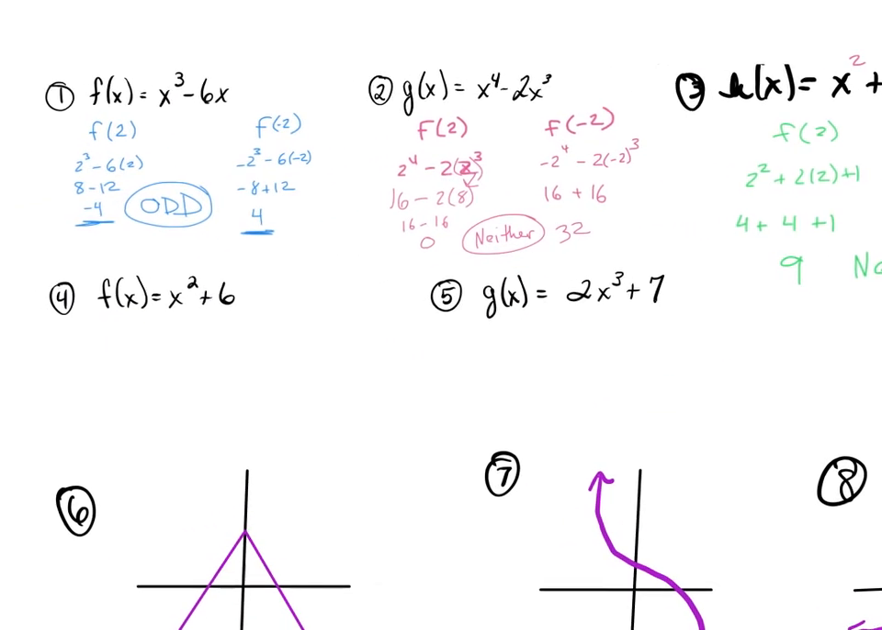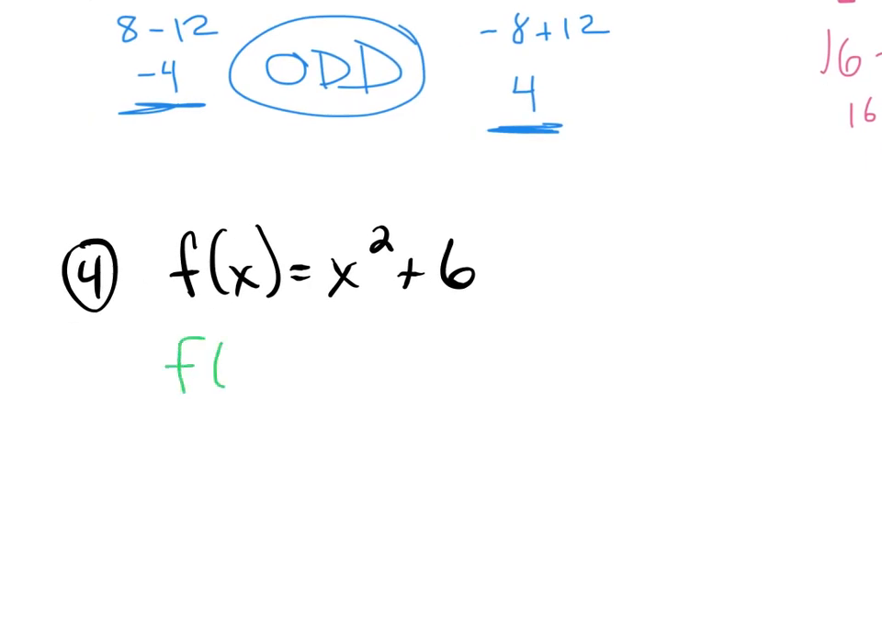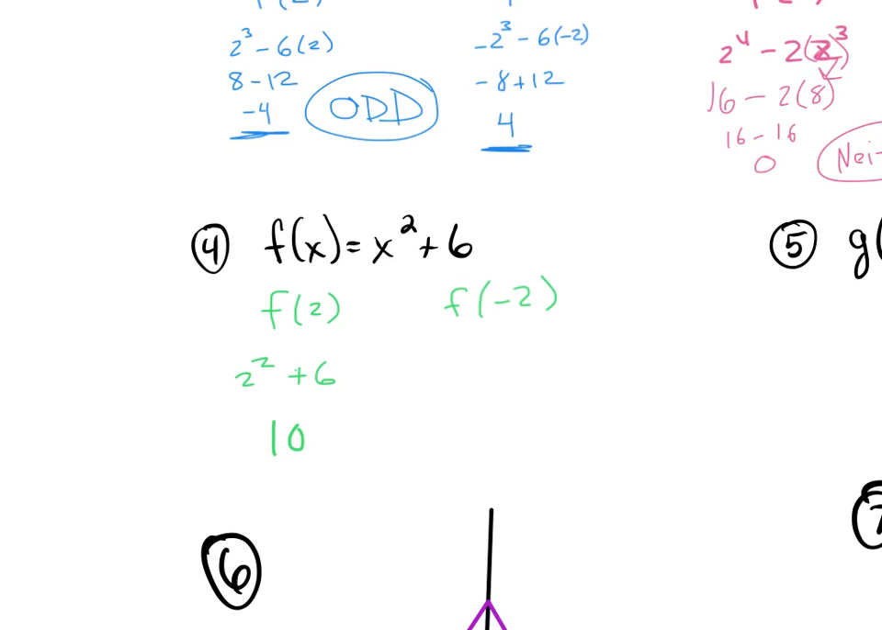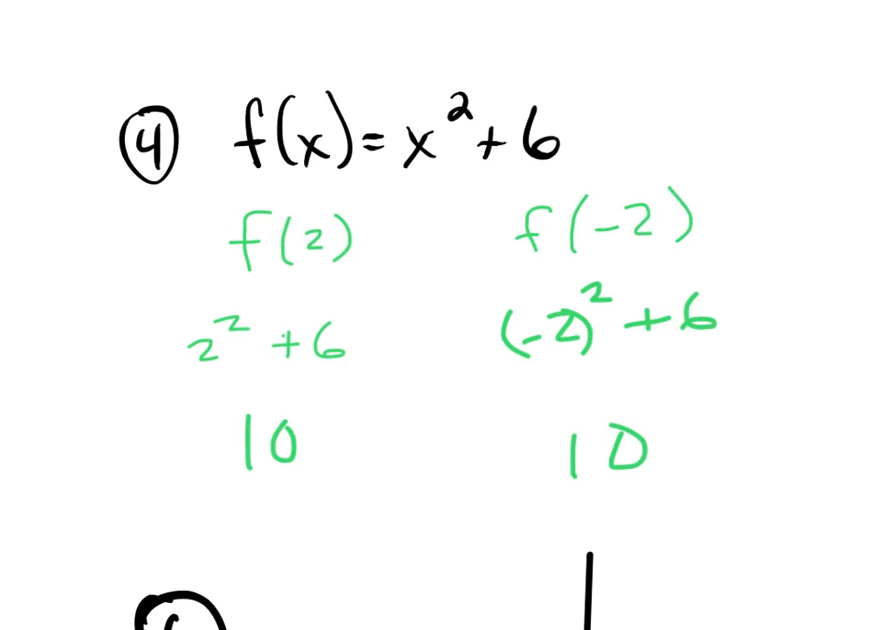Let's go to number 4. Again, we're going to plug in 2 and negative 2. We get 2 squared plus 6, which is 4 plus 6, so we get 10. Then we have negative 2 squared plus 6, which is 4 plus 6, 10. So we get the same answer. Is this even, odd, or neither? Even.